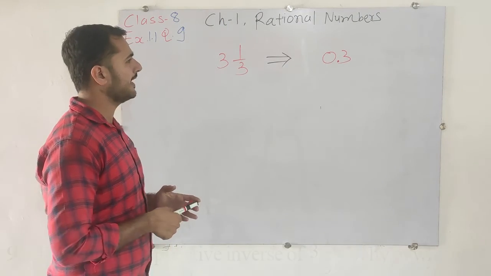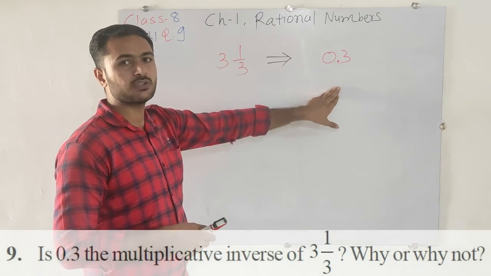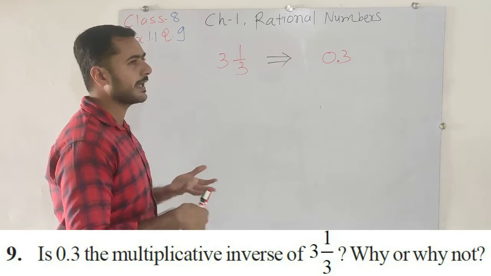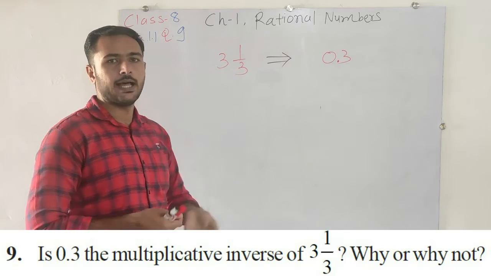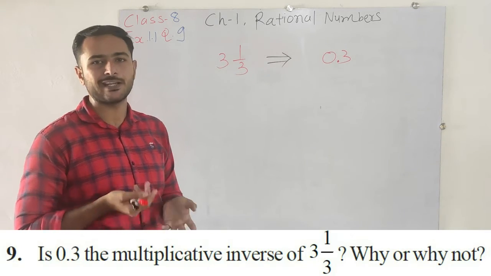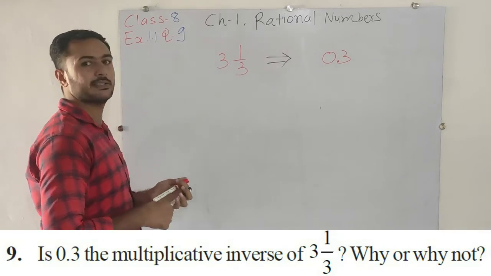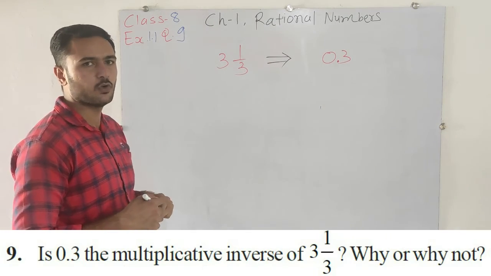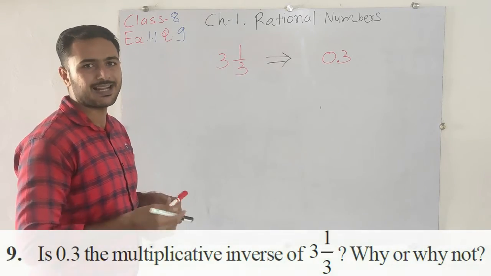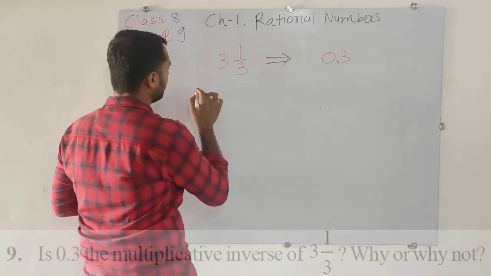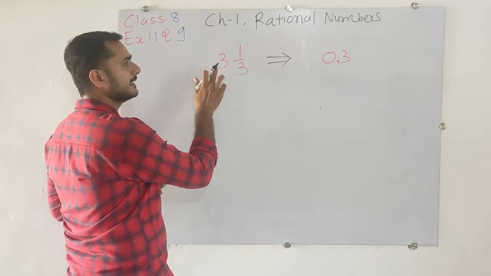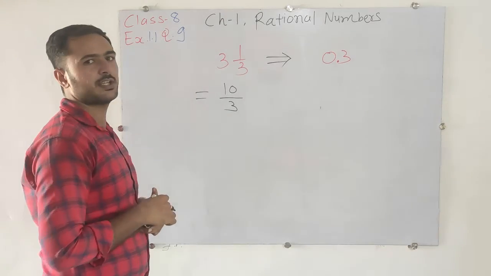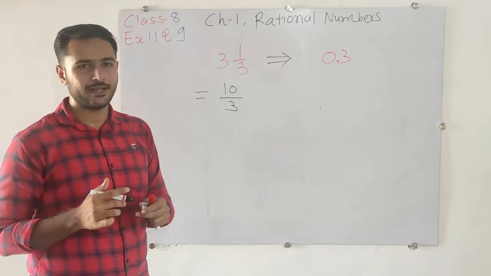In question number 9, we have to identify whether 0.3 is the multiplicative inverse of 3 integer 1 by 3 or not. So first of all, again, we will simplify both and then identify whether it is the multiplicative inverse or not. Let's start with 3 integer 1 by 3. First we convert the mixed fraction to a fraction, as we did in the last question. 3 3s are 9, 9 and 1 is 10, and the denominator is 3. So here we got 10 by 3.